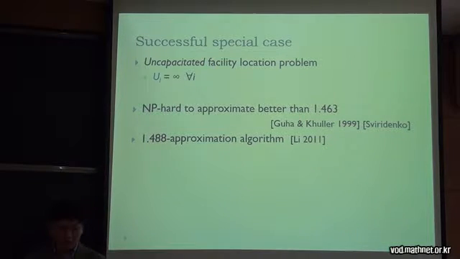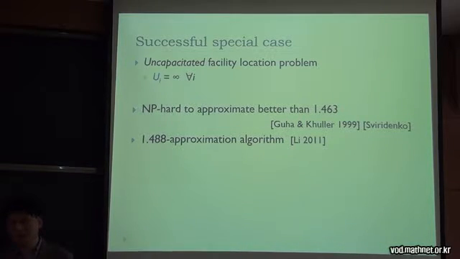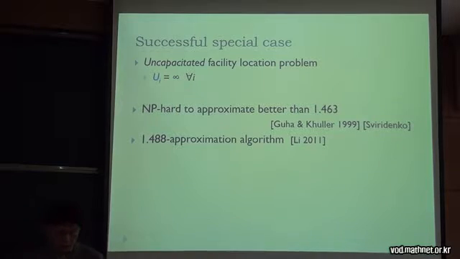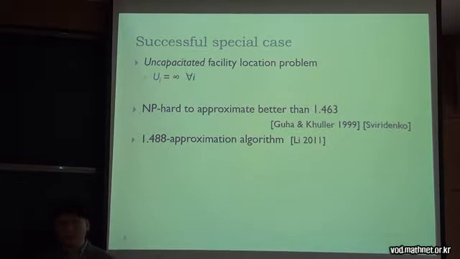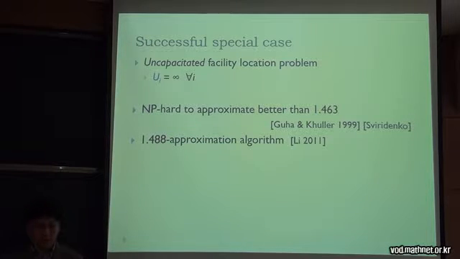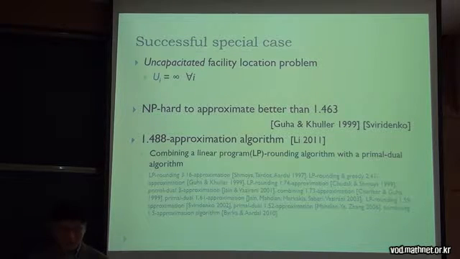And this, in fact, is a very successful special case of this problem in the sense that we have a nearly tight understanding on its approximability. So we have a 1.488 approximation algorithm for this problem. On the other hand, we already know that it is NP hard to approximate this problem by a factor that is better than 1.463.